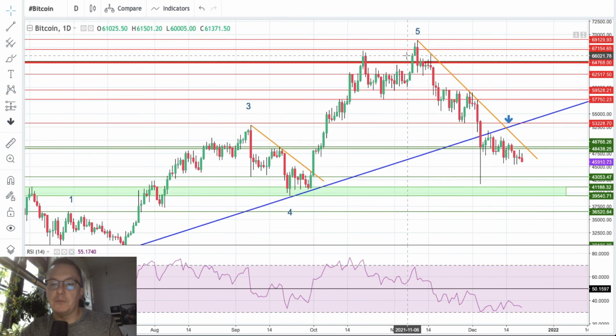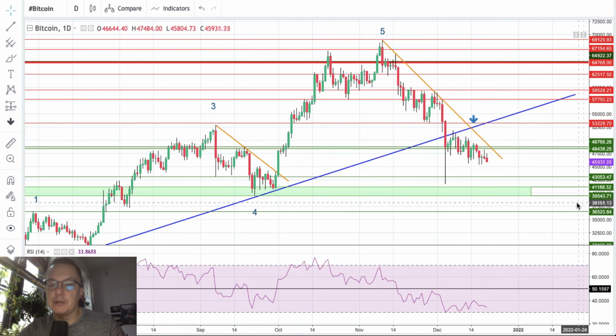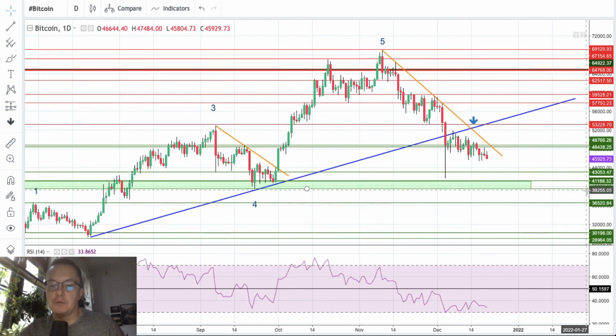So our top for the wave 5 at the all-time high at 68,959 was placed perfectly. Right now we are waiting for the market to hit the zone of 39,540 to 41,188. This is the key short-term demand zone for Bitcoin. Any violation of the zone is very bad for Bitcoin and might extend the down move, the down cycle, toward $30,000. So that's my outlook for today.